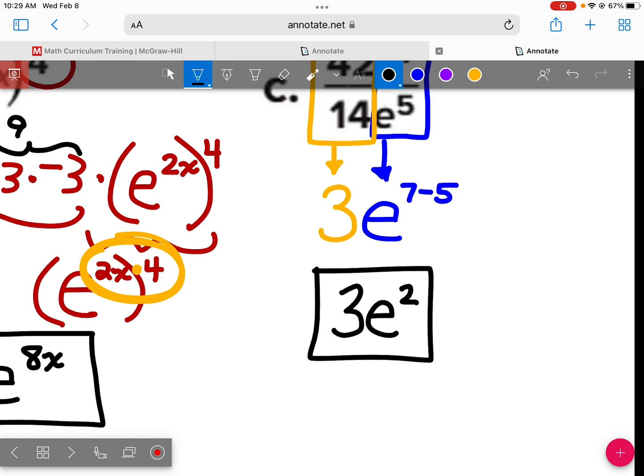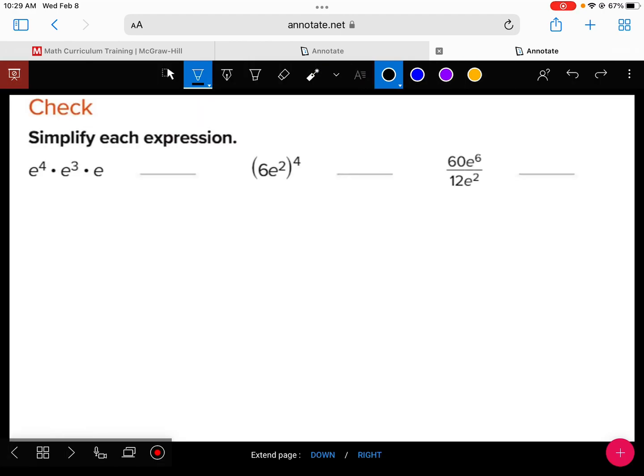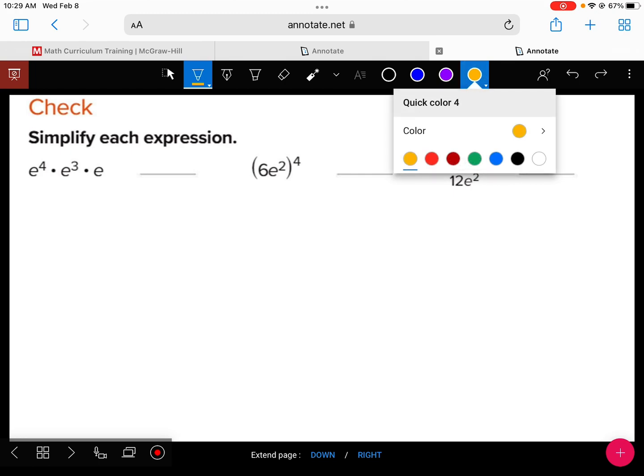All right, let's look at these. I'm seeing a lot of really good things on your page. However, I am seeing one thing that I thought might trip us up, and I'm seeing it a lot. So we're definitely going to talk about it.